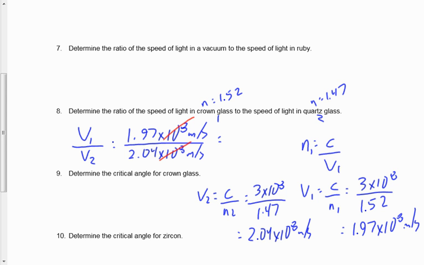Right? So now I just divide 1.97 by 2.04. And what do we get for that? 0.98? Yeah, okay, that works actually. 0.98. So the ratio would be 0.98 to 1, right?